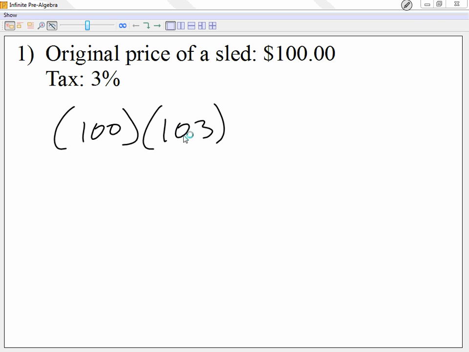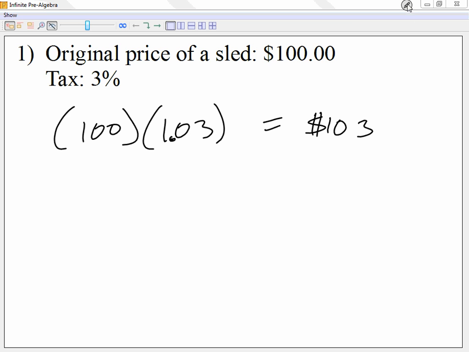But I know in percent we have two decimal places only. So let me multiply 100 times 1.03, and I'm gonna get $103. I just multiplied 100 times 1.03, and that's all we get.